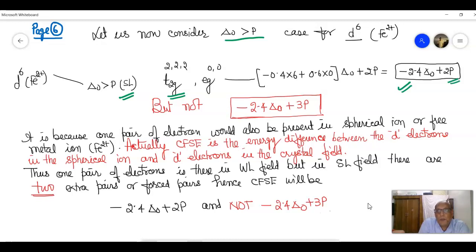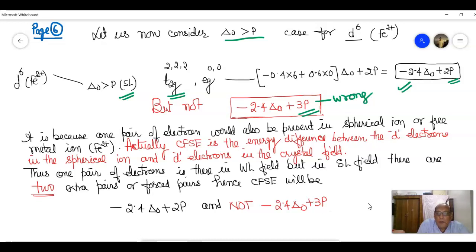I have added 2P, not 3P. That would be wrong. Why is this wrong? Because one pair of electrons would also be present in the spherical ion or free metal ion. We know Fe2+ has the configuration 3d6. So in 5 d orbitals, one pair is bound to be present. So how can we have 3P here? We have to write only the extra pairs, the forced pairs, which are only 2.